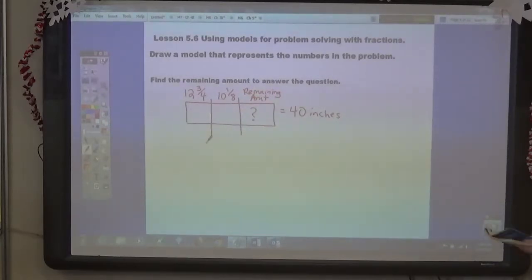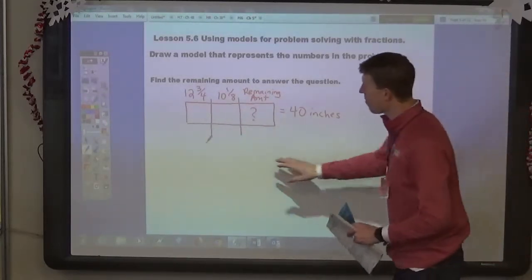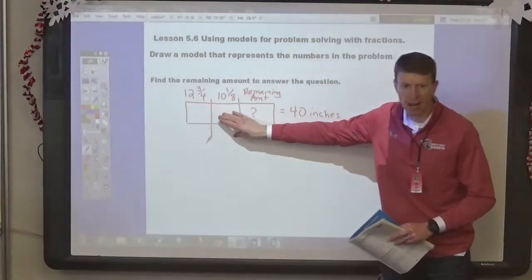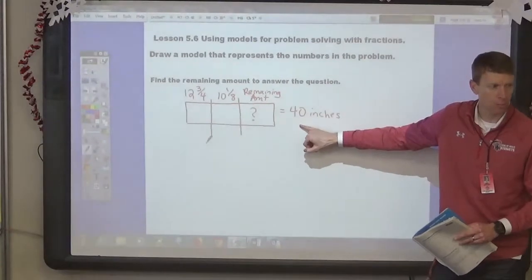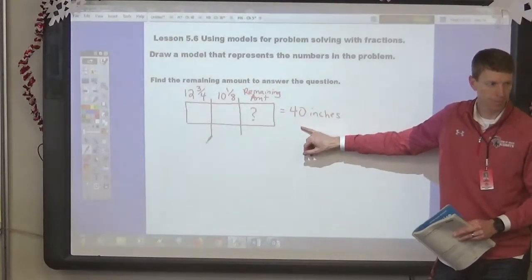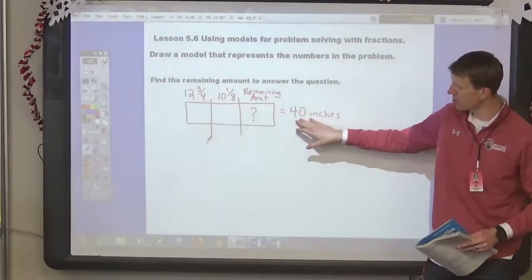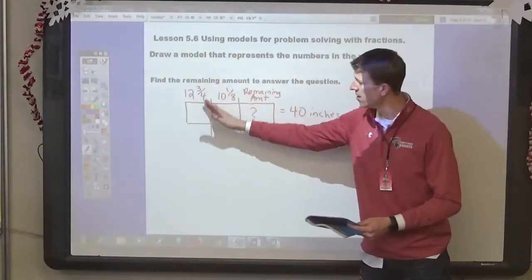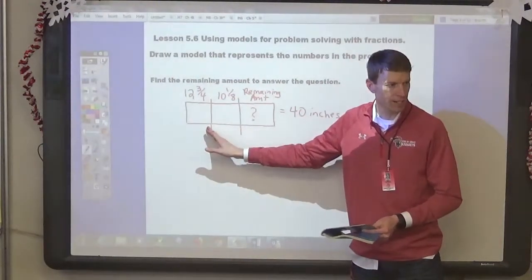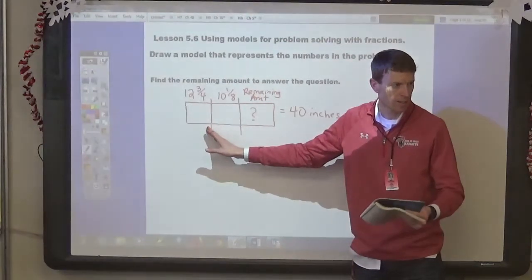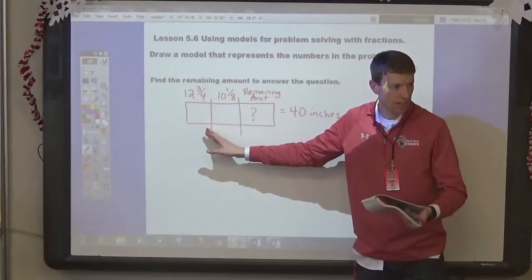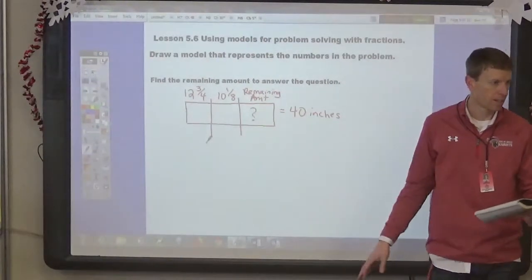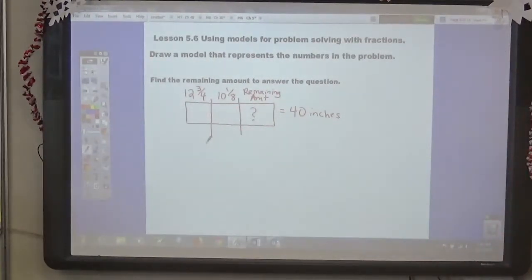Now, if we were to draw a model of this, you could draw a box that represents the first amount. Okay? 40 inches. Then it says he cuts a 12 3/4 inch piece. And then he cuts another 10 1/8 inch piece. Nice. Pay attention.